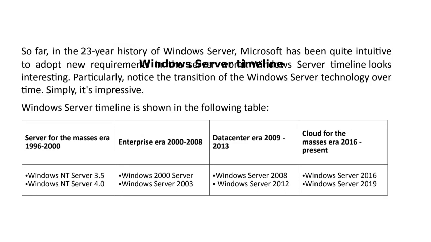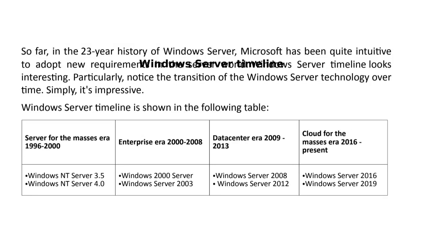Now this is a history of Windows Server. You can see here in the mid-90s, we had Windows Server 3.5, then Windows NT 3.4. It was a big thing at that time. Then Windows Server 2000, followed by Windows Server 2003.